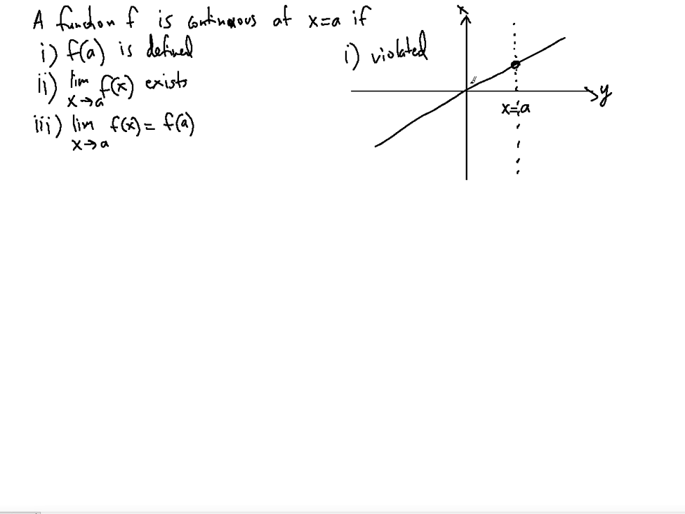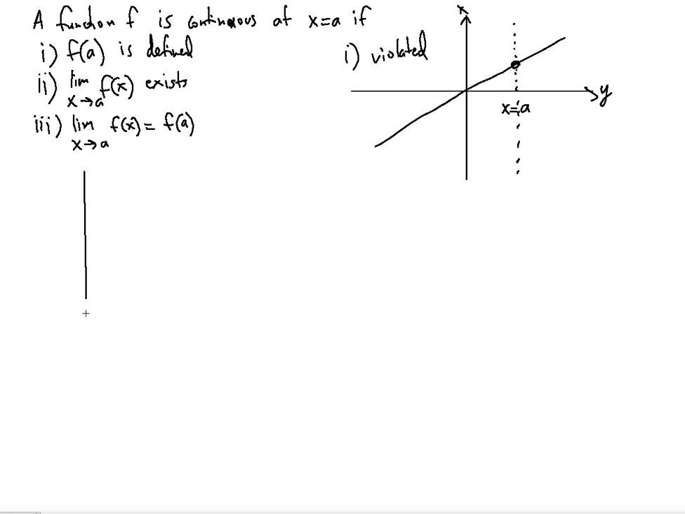Now let's check for the third condition. So the limit as x approaches a here of the function indeed is f of a, right? That's the limit, right? Because we agreed that that's the limit, f of a. However, f of a is not defined, right? Because there's a hole. However, the third condition does work out and is satisfied. But since the first condition is violated, then this function is not continuous at x is equal to a. Okay, let's do a couple more examples.